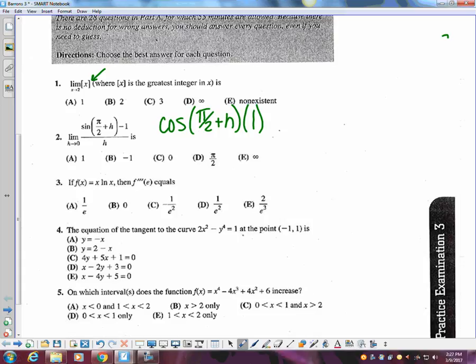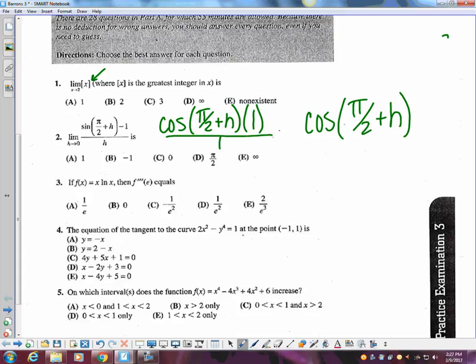Okay, and then minus 1, well, the derivative of that is what? 0. Casey, you with me? Over, what's the derivative of h? Good. So I have cosine of pi over 2 plus h. That's it. That's all I have left. That's what L'Hopital has gotten us to.